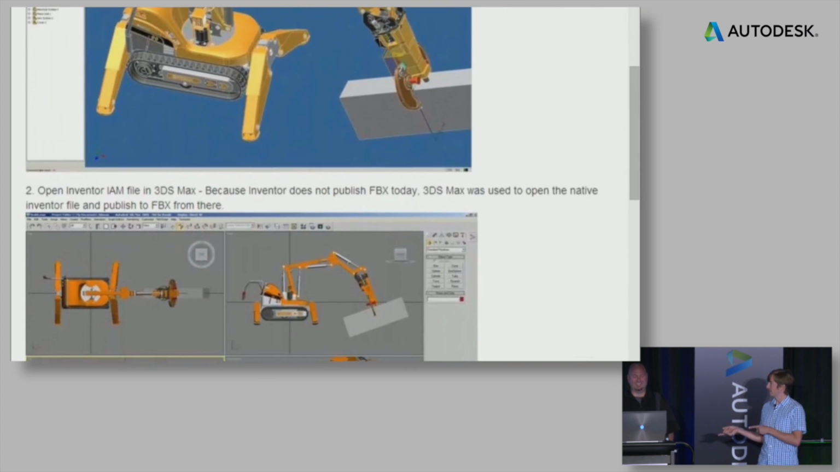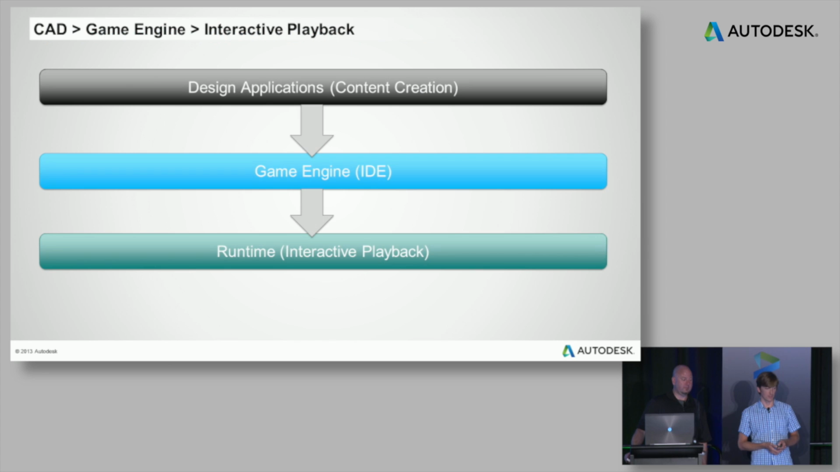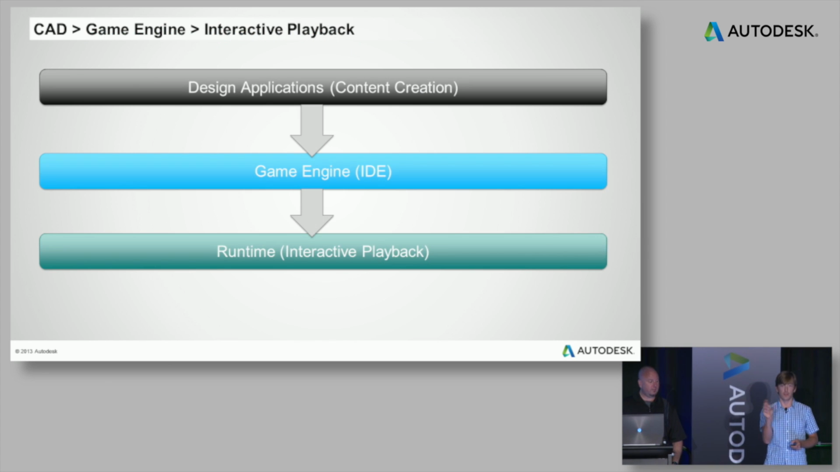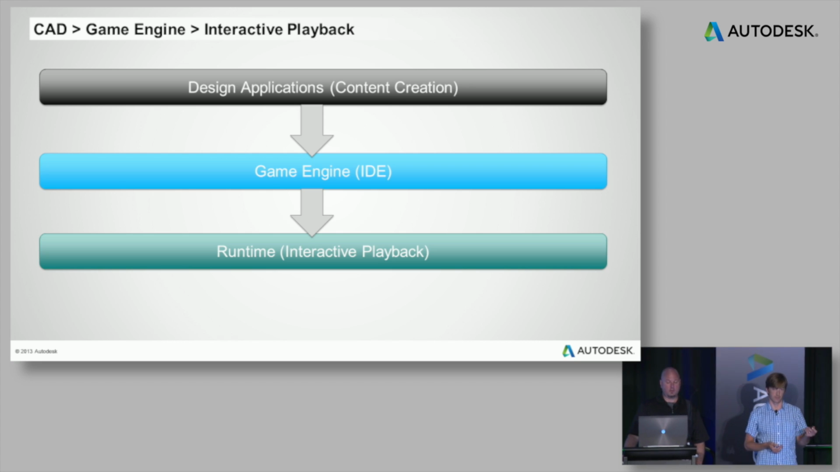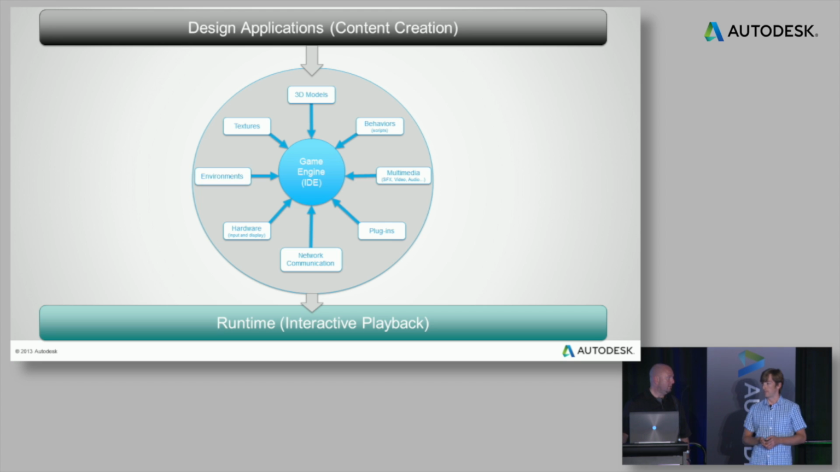Wow, it turns out that's actually a lot of work. All that work happens between design applications like Max, Inventor, Revit, and before you get into your game engine IDE, so that you can create that interactive experience for your customers. What's an IDE? An IDE, like this right here, allows you to build out that whole experience. It lets you take your models, textures, and environments, and put them all together with behaviors, plugins, and special effects to build out an entire interactive experience.